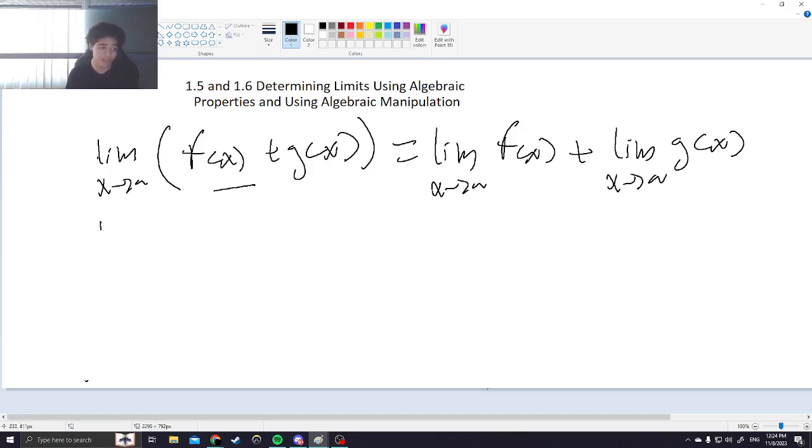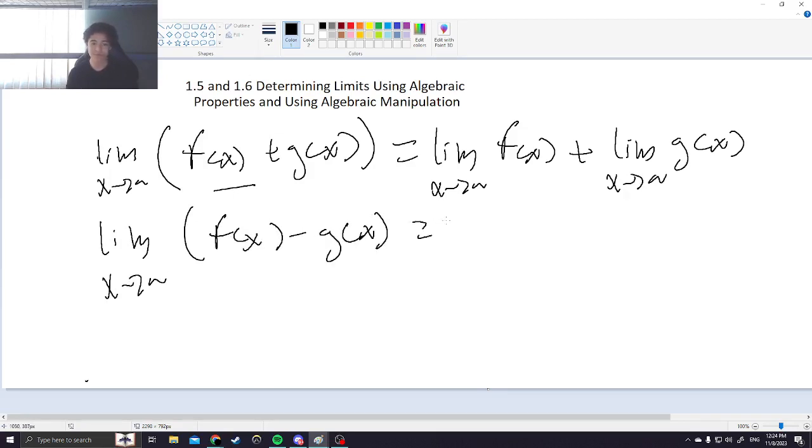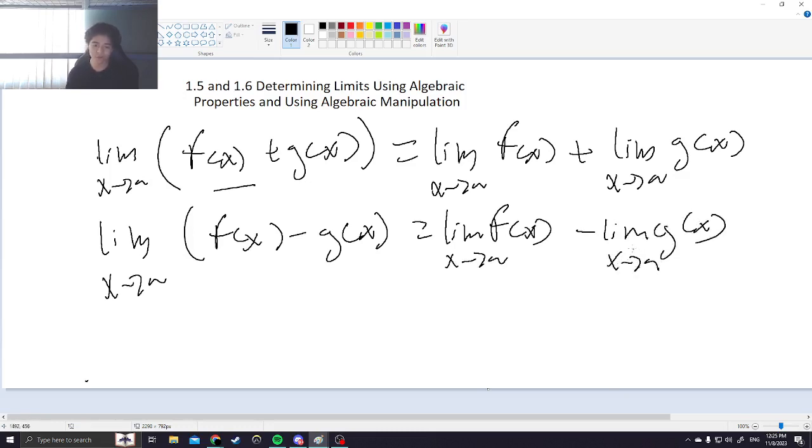It's the same thing with subtraction. If you have limit x approaching a of f of x minus g of x, it's the same thing as limit f of x approaching a minus limit g of x approaching a. So the important thing is that like the limit is applied to both of them. If you have the first two, you're not just doing f of x plus g of x and then finding the limit of that, because that doesn't really make any sense. You find the first limit, you find the second limit, you add them.